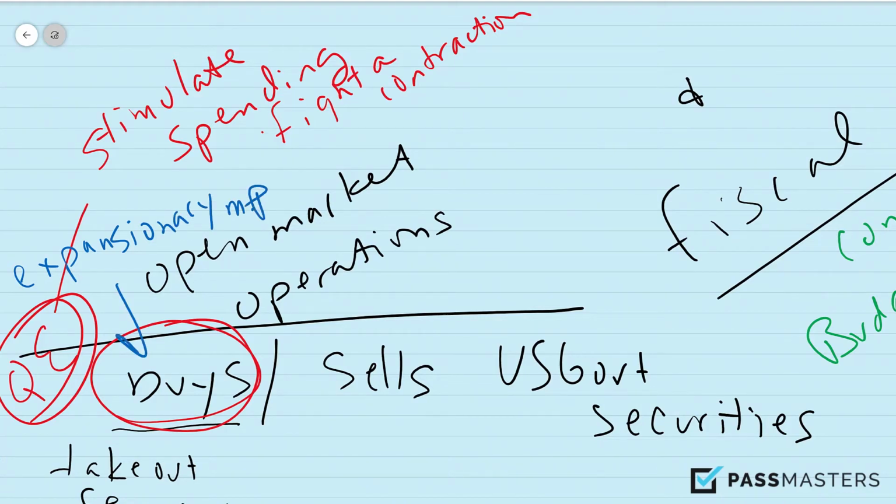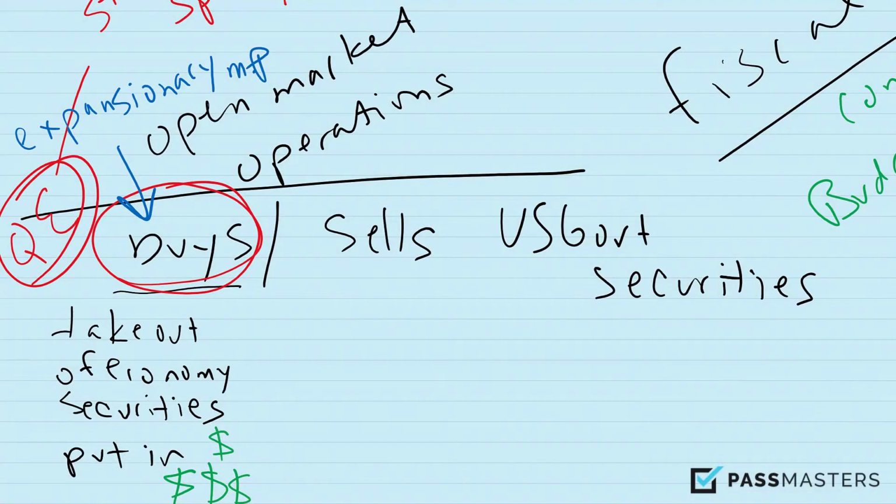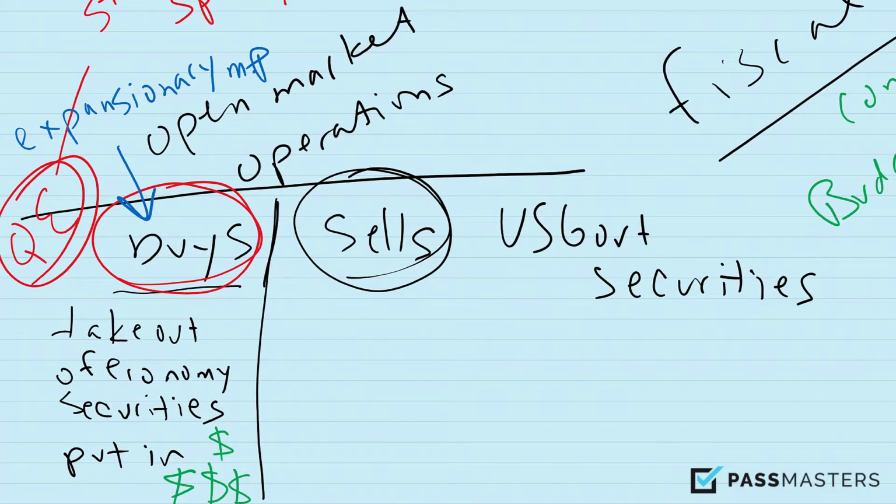Expansionary monetary policy: when the Federal Reserve buys U.S. government securities through the Open Market Committee, through their open market operations, you have to feel comfortable with what happens if they choose to sell U.S. government securities. When they sell U.S. government securities, they take money out of the economy.